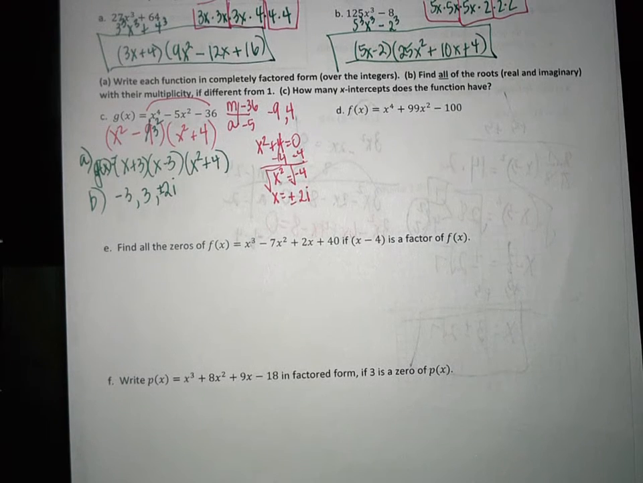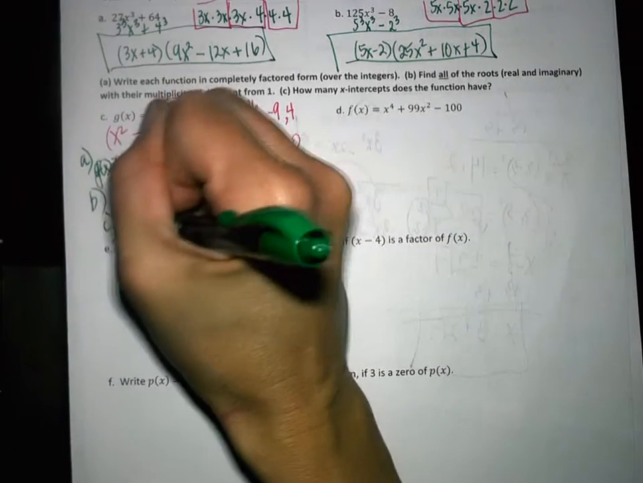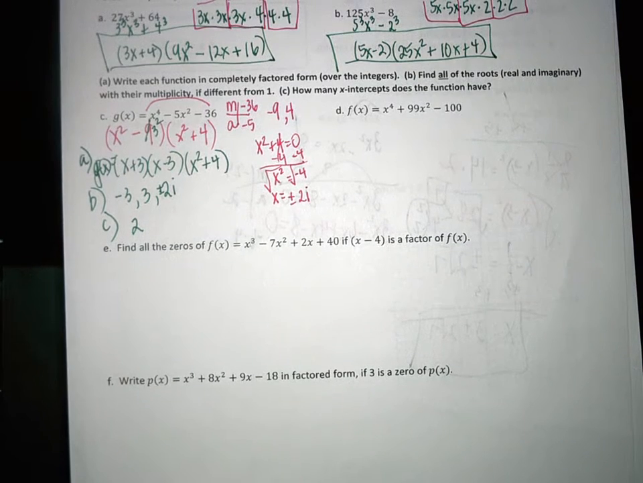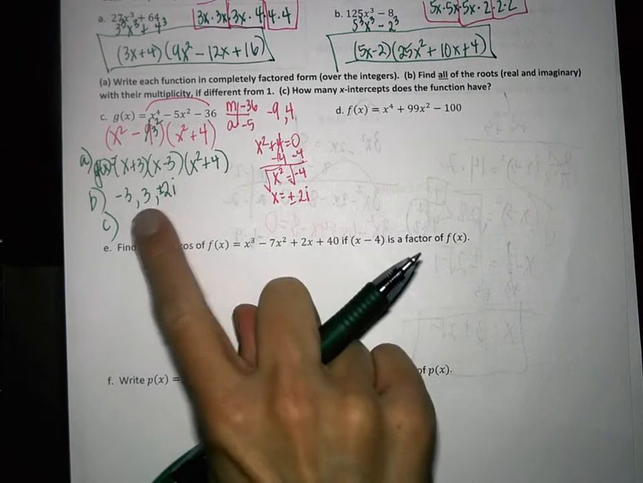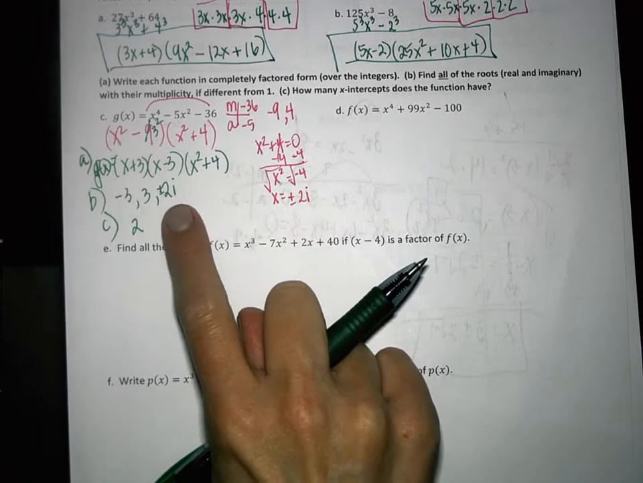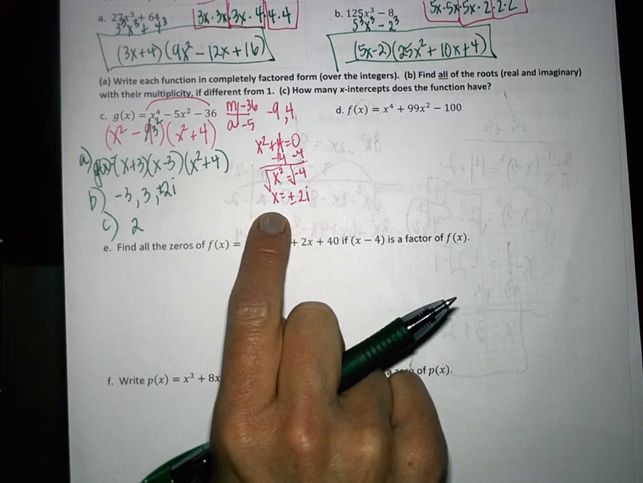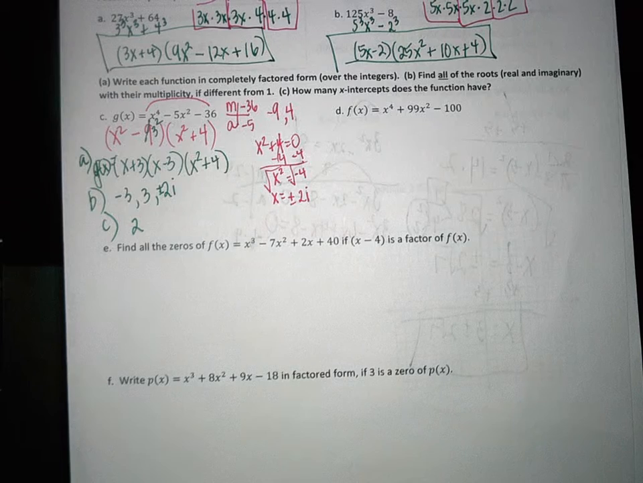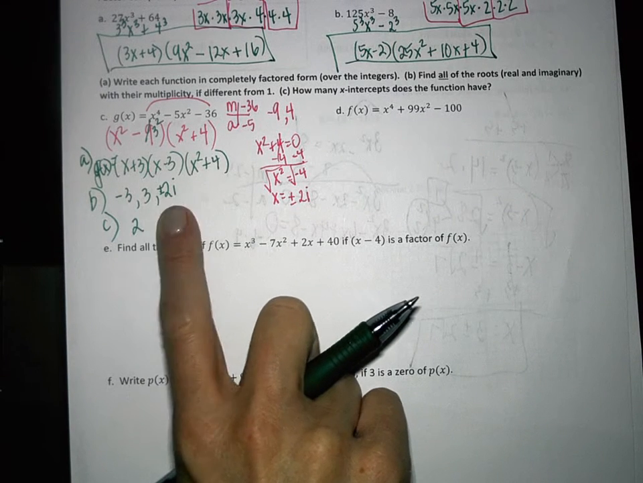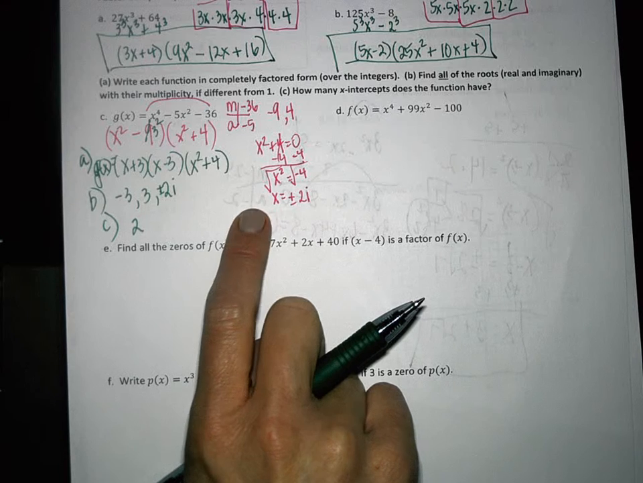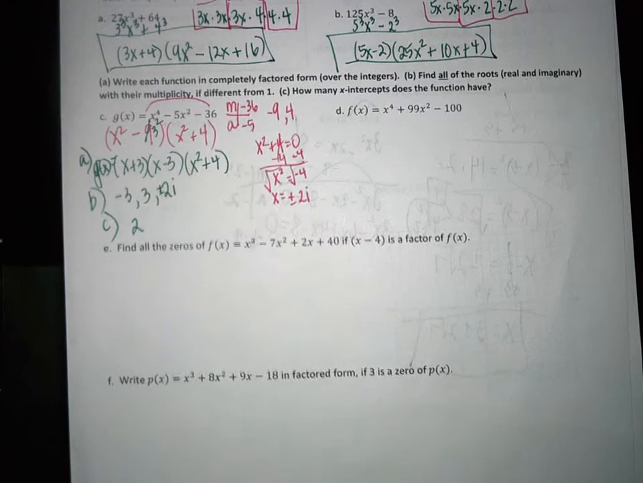Okay, then C says, how many x-intercepts? 2. 2 is correct. Why is it not 4? Because there's 4 options. Well, there's actually 4, because 2i and -2i are imaginary numbers, not real numbers. Good. So the only 2 that would actually be on the graph are -3 and 3. Imaginary numbers are not on your graph, which means they are not x-intercepts.